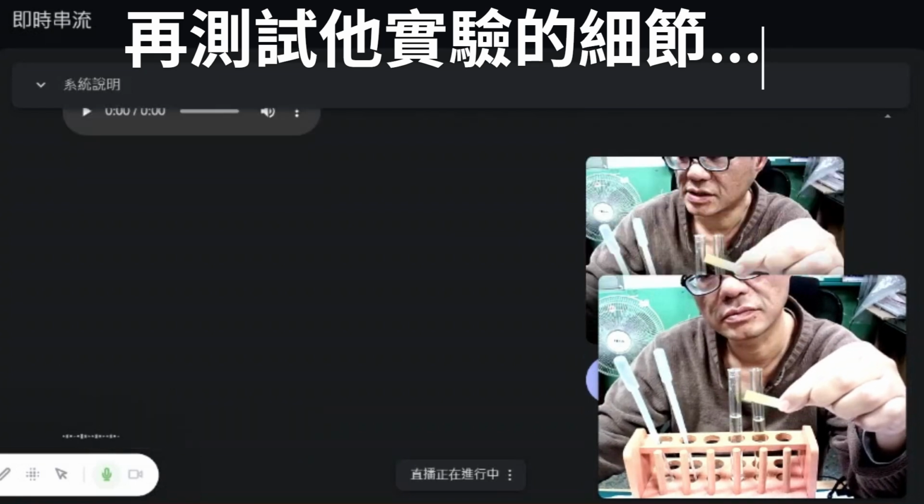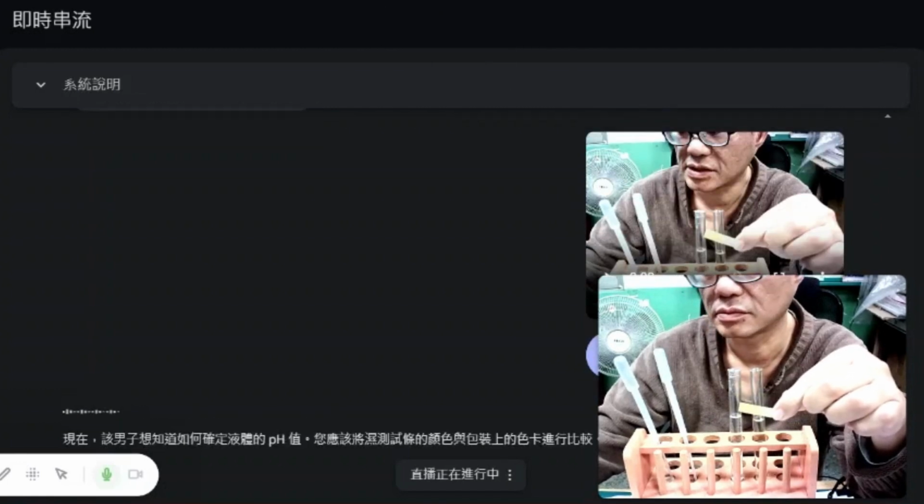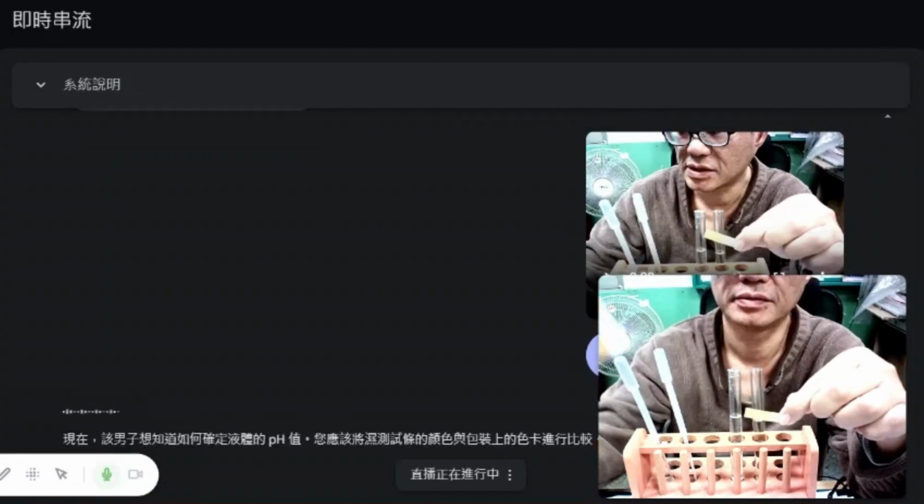Now the man wants to know how to determine the pH of the liquid. You should compare the color of the wet test strip to the color chart that was on the packaging. Do you have any questions?